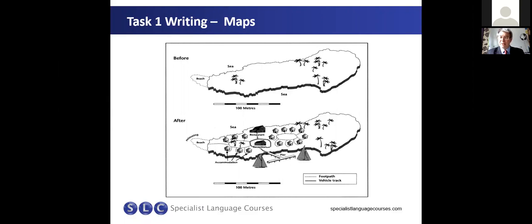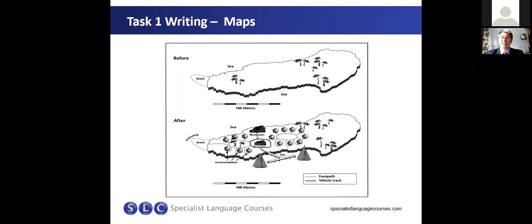And then how many have we got on the other side? 1, 2, 3, 4, 5, 6, 7, 8, 9. And there are 9 accommodation buildings to the east of the reception. There's also been a pier built for boats to arrive at the island. This was built on the southern coast of the island.